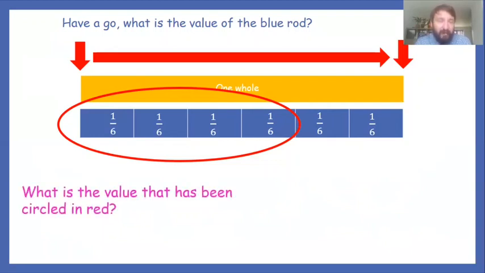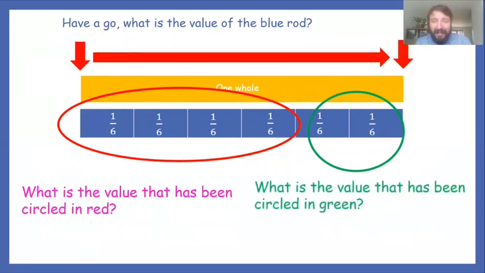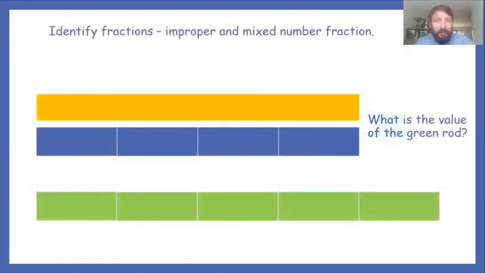Oh, more animation. So what is the value that's been circled in the red? Okay. And what is the value that's been circled in the green? Okay, I'll leave those questions there for 30 seconds. Shouldn't be a problem for you. You could probably tell me already. I can hear you telling me. So the answers are 4/6 and 2/6. Okay, fantastic. Let's move on.